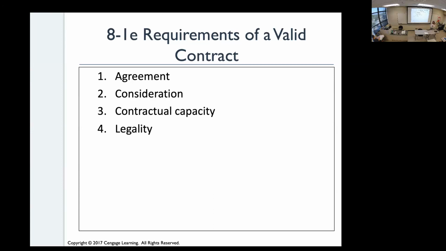Contractual capacity: you have to have capacity to understand the terms of a contract, and you cannot be mentally incapable of understanding, right? And legality: whatever the contract subject matter is has to be legal. You cannot enforce a contract in court if the contract is about an illegal drug deal or a bounty hunter. That's against public policy, right? That's illegal, no matter how many contracts you sign.